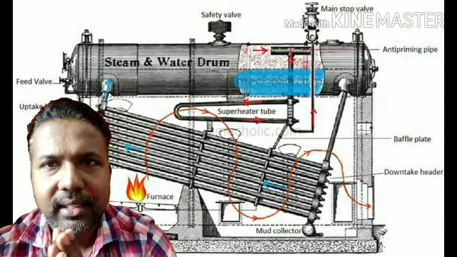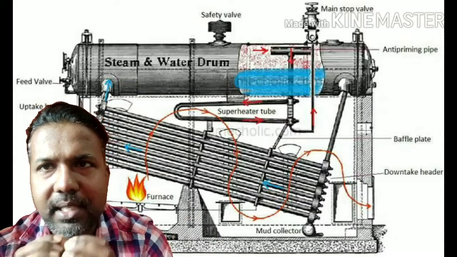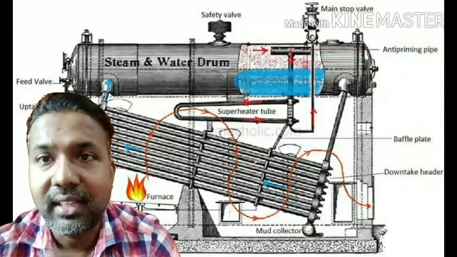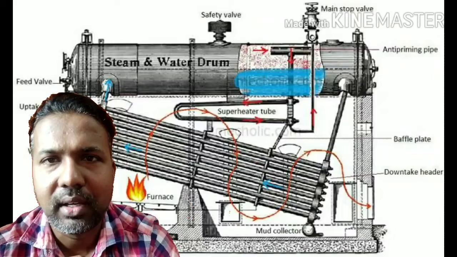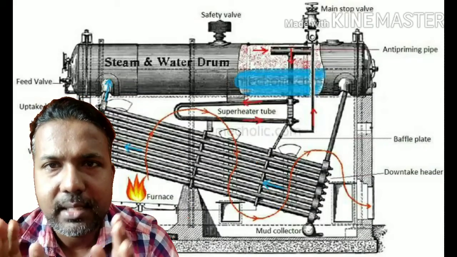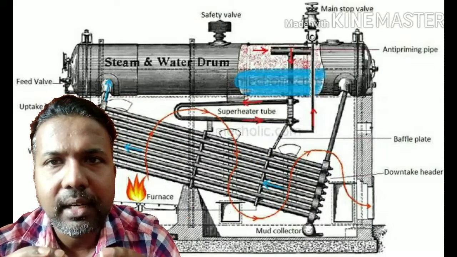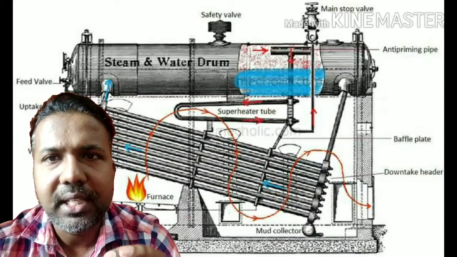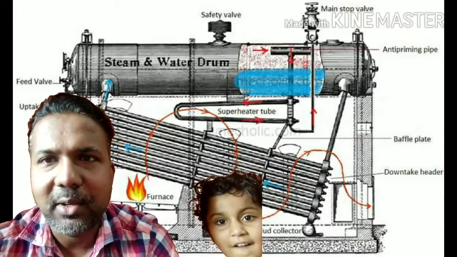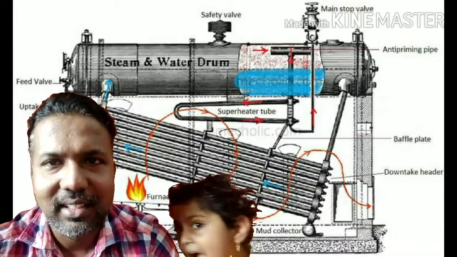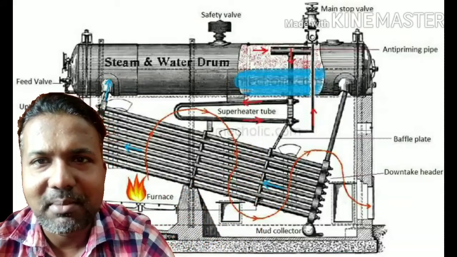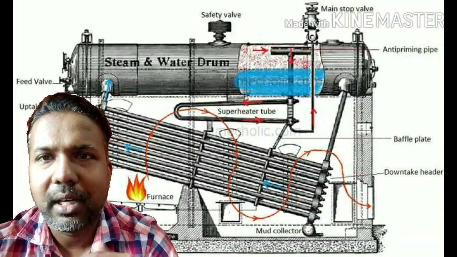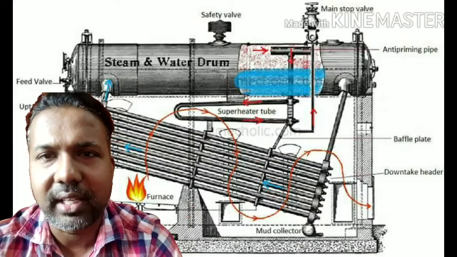Now the advantages. The steam generation capacity of this boiler is much higher. It is about 2000 to 40,000 kilograms per hour. It occupies less space. Replacement of a defective tube is easy. It is the only boiler that is used to generate a large quantity of heat in power stations. The draught loss is minimum.